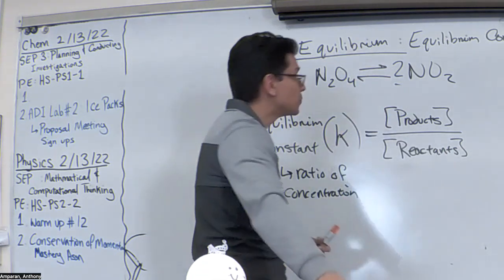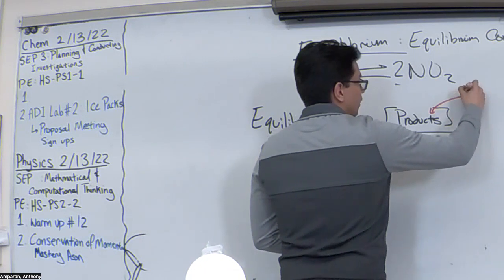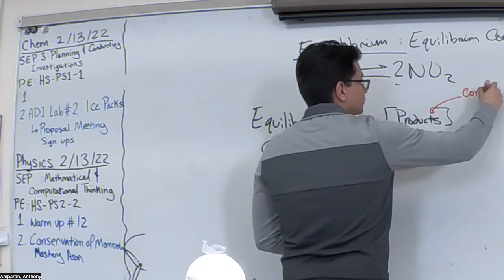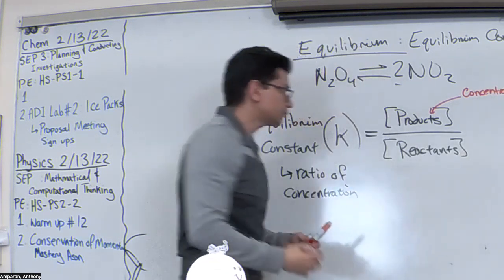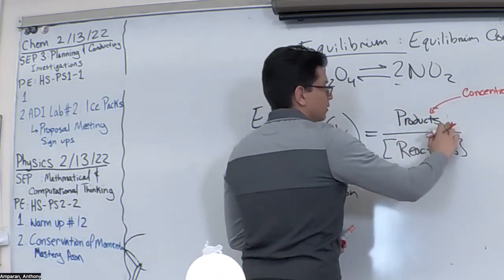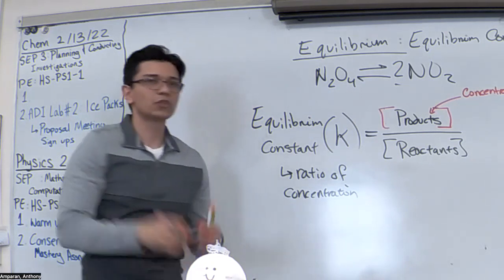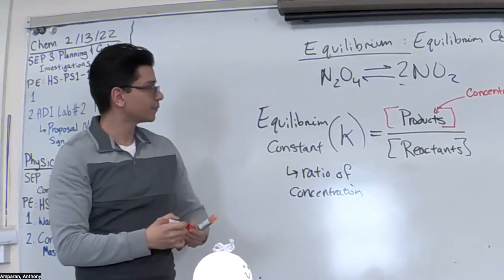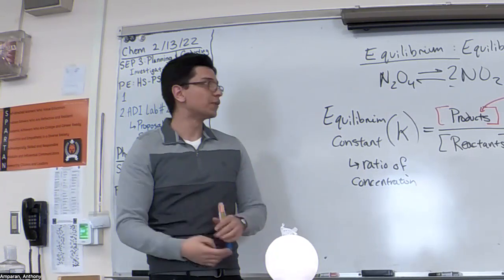Just keep in mind, super important, that the numbers we're plugging in here are concentrations. So anytime you see these kind of brackets, just know we're talking about concentration. So brackets equal concentration. So that's your general equilibrium formula.